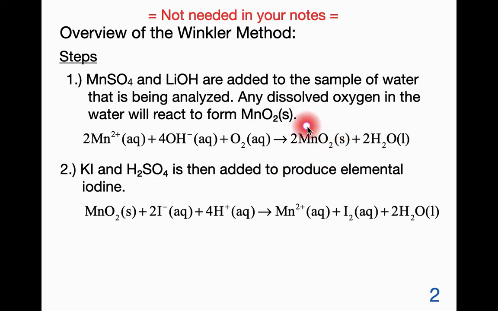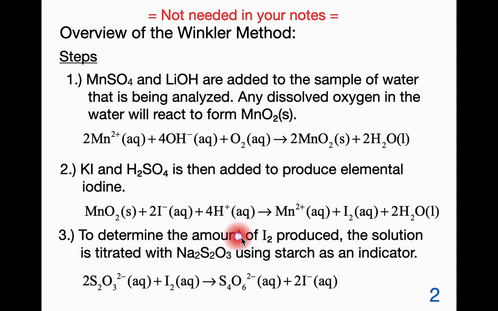So the manganese(IV) oxide that was produced is now going to undergo a reaction with iodide, and it's in acidic solution. So this is a redox reaction that takes place in acidic solution. Now this will produce elemental iodine. And then the third step, to determine the amount of iodine that's produced, the solution is titrated with sodium thiosulfate using starch as an indicator. So the indicator will change color, and that will enable us to determine how much iodine we have.